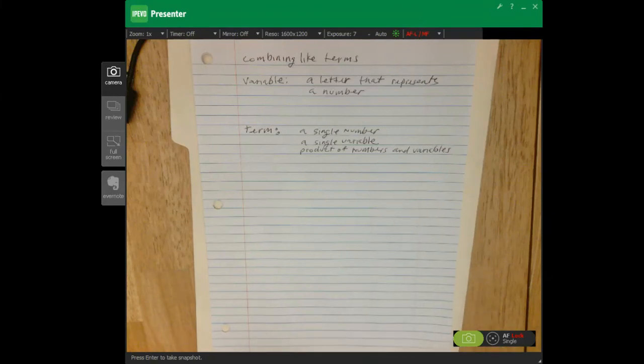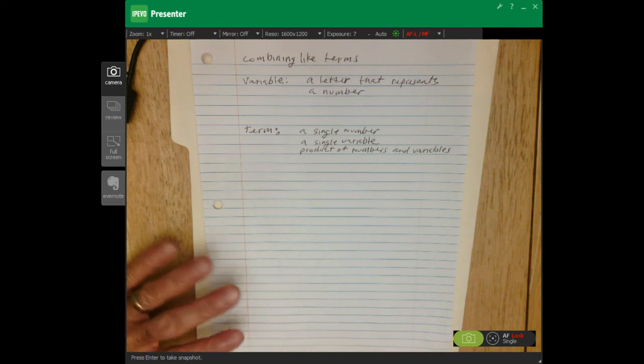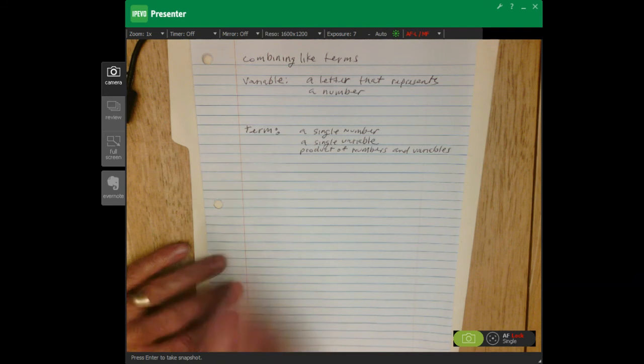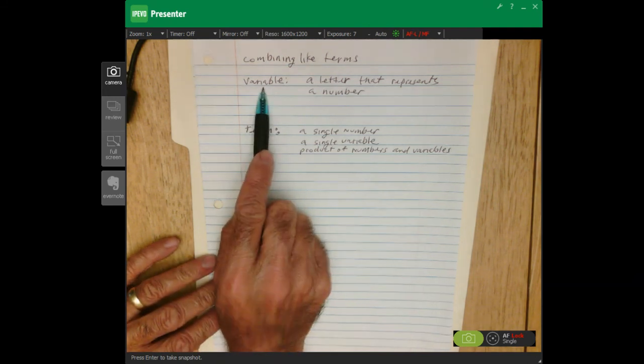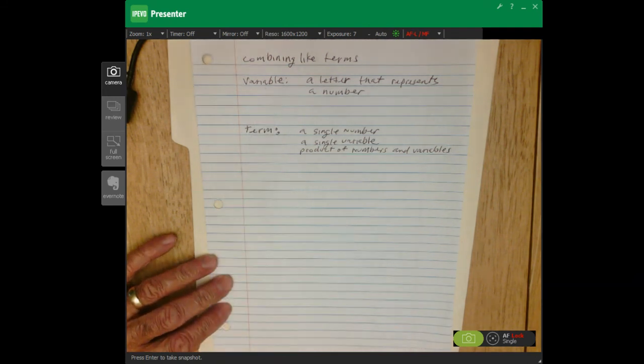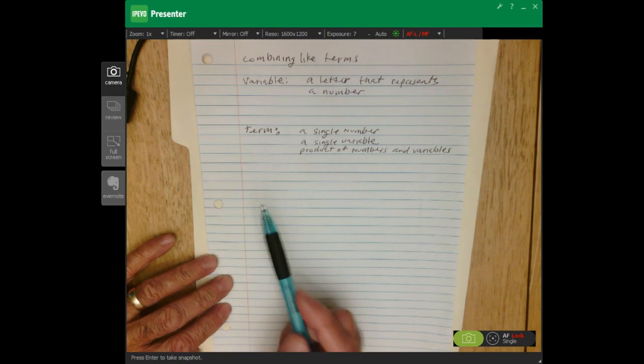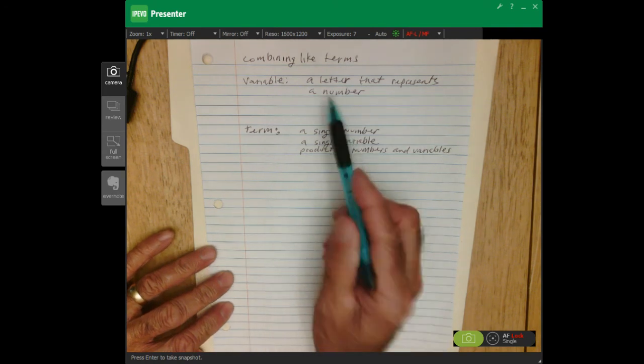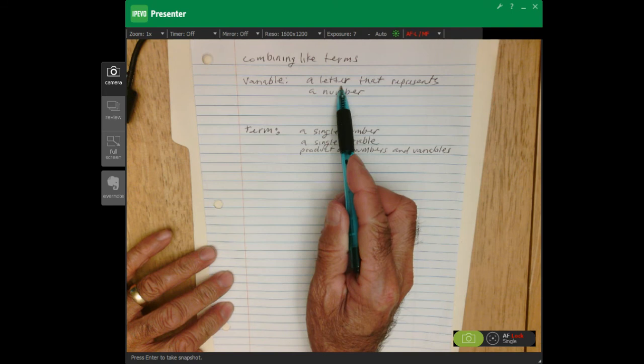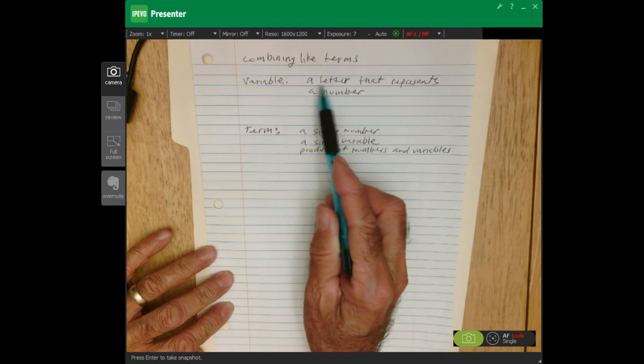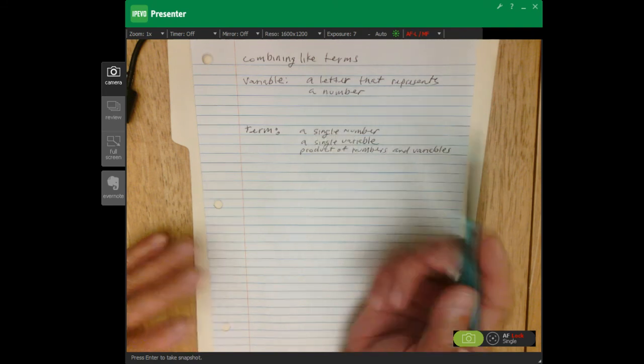Okay, right now we're going to do a short little video on combining like terms. So first we need to make a few definitions. Variables are components or parts of a term, and so you need to make sure we understand what a variable is. Normally we use a letter. That wouldn't necessarily have to be a letter, but it's a letter that represents a number. Okay?